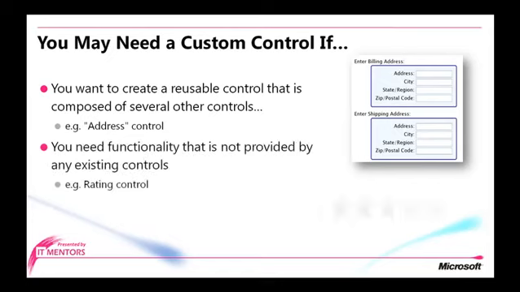Also, if you need a control whose functionality is simply not provided by existing WPF controls, then again, a custom control might be the best solution. For instance, a rating control is something that doesn't exist in the WPF library out of the box. So because the functionality is simply not there, and it's not a version of something that is there, it might be a good option if you needed such a control for your solution.